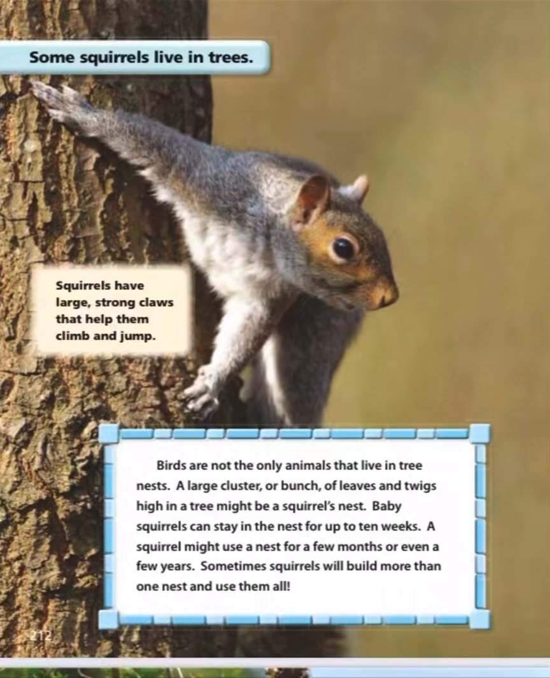Some squirrels live in trees. Squirrels have large, strong claws that help them climb and jump. Birds are not the only animals that live in tree nests. A large cluster or bunch of leaves and twigs high in a tree might be a squirrel's nest. Baby squirrels can stay in the nest for up to 10 weeks. A squirrel might use a nest for a few months or even a few years. Sometimes squirrels will build more than one nest and use them all.